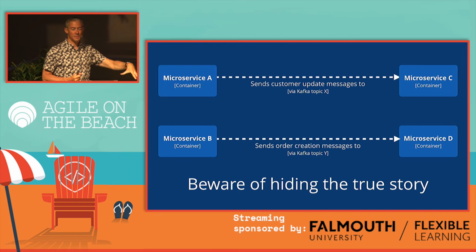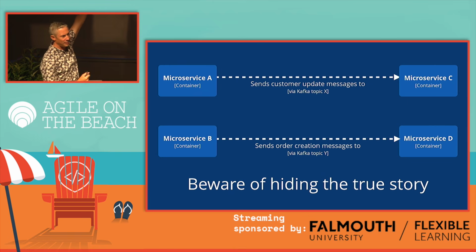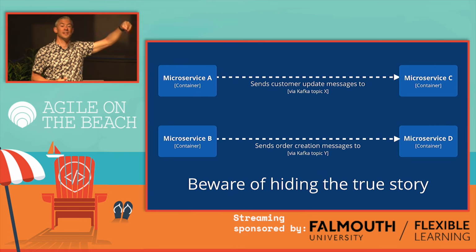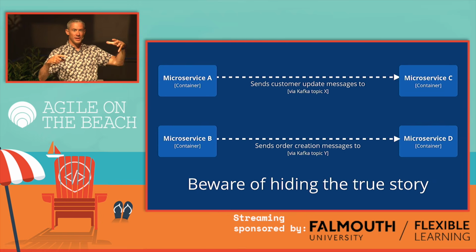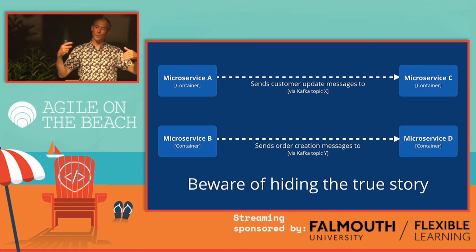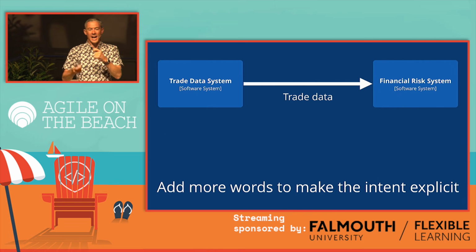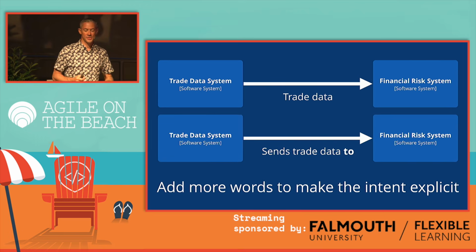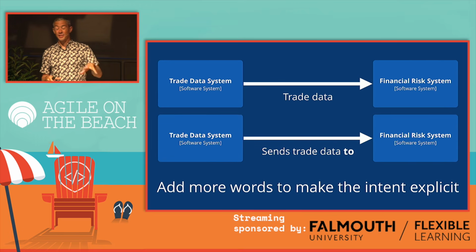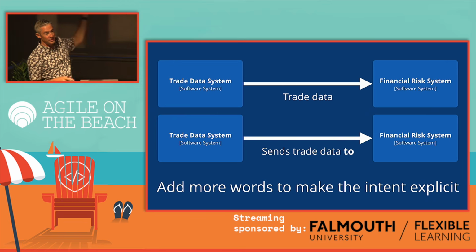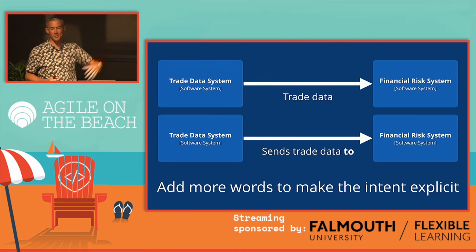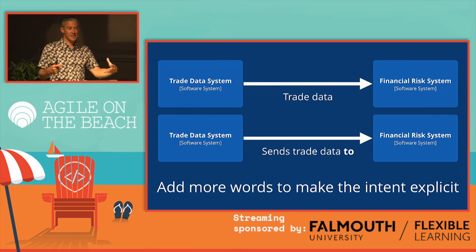So miss off the message bus and instead say, actually, there's a point-to-point relationship here between A and B, and we're just using Kafka or Rabbit as the messaging mechanism for doing that. So again, there are no hard and fast rules here. It's really, do the diagrams tell the story that you want to tell? And add more words. A lot of this is adding more words to make stuff much more explicit. And a really good simple tip here is just read your diagrams out aloud. So in this case, the trade data system sends trade data to the financial risk system. And because that makes sense as a sentence, we're good.